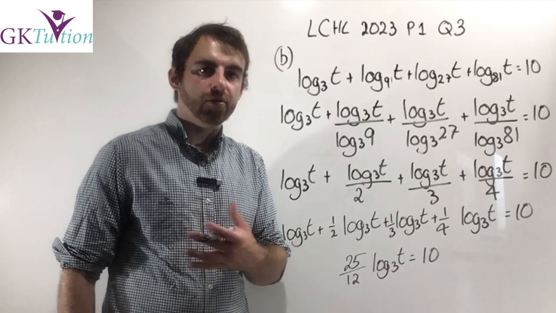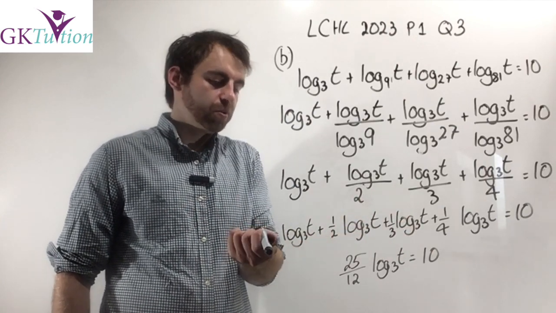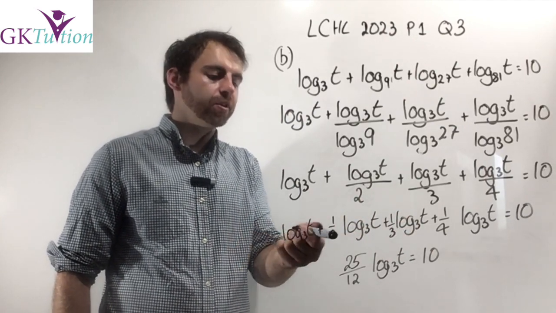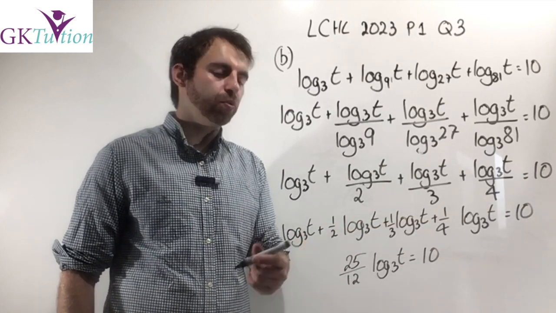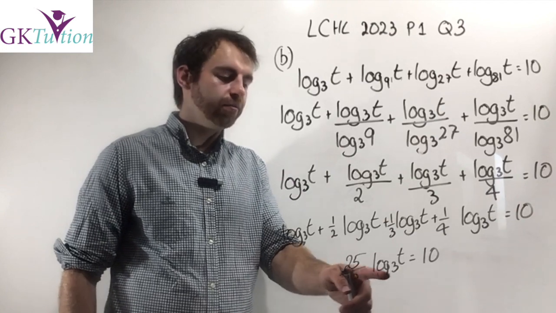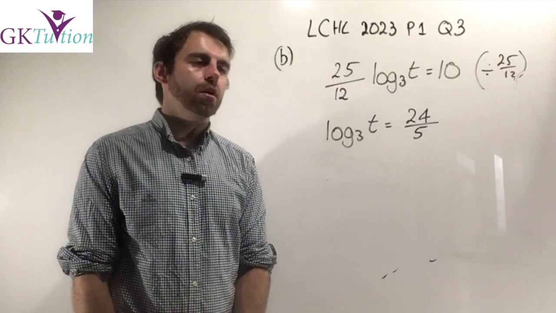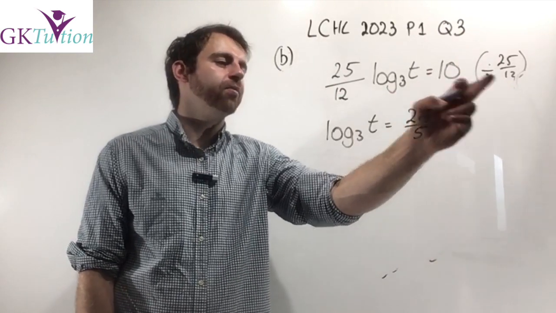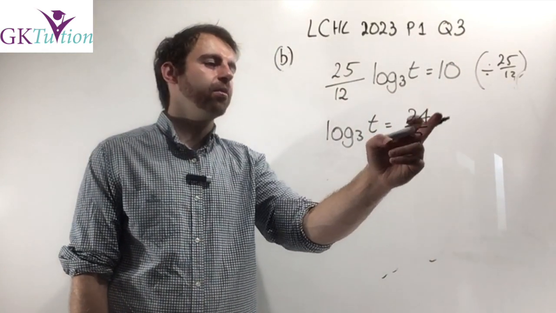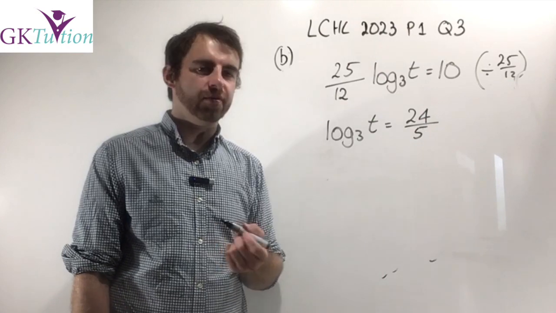Now on the left hand side we've all like terms. So I just plug into my calculator 1 plus a half plus a third plus a quarter. That adds up to 25 over 12. So I have 25 over 12 log t to the base 3. Okay, so taking it from there, all I decided to do now is divide both sides by 25 over 12. 10 divided by 25 over 12 is 24 over 5.